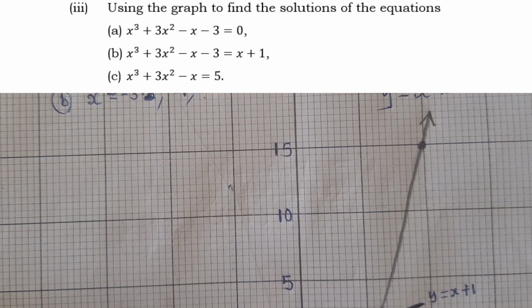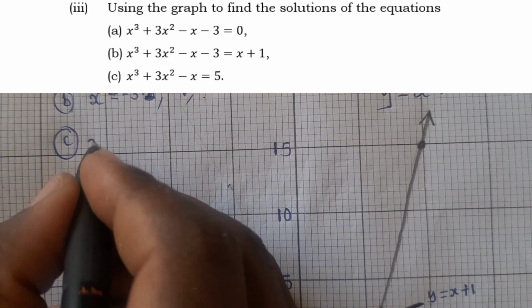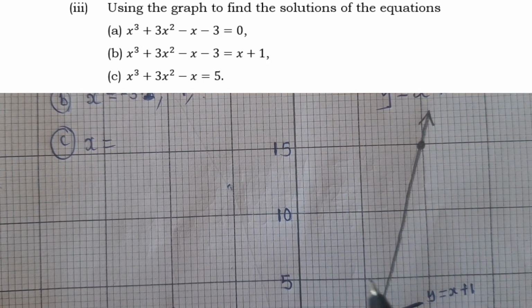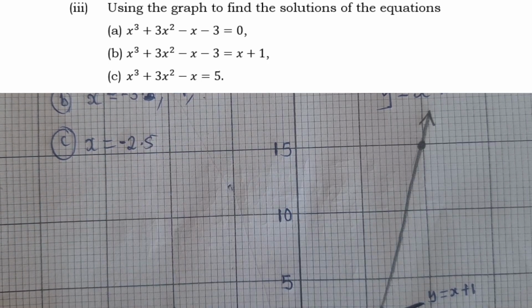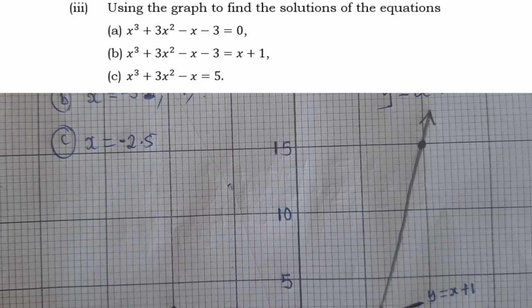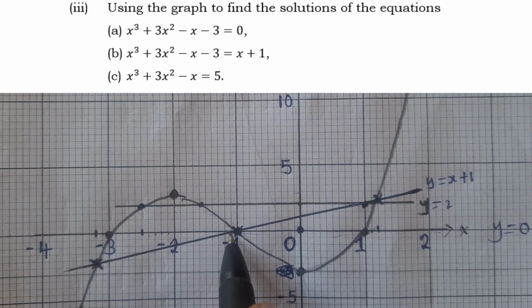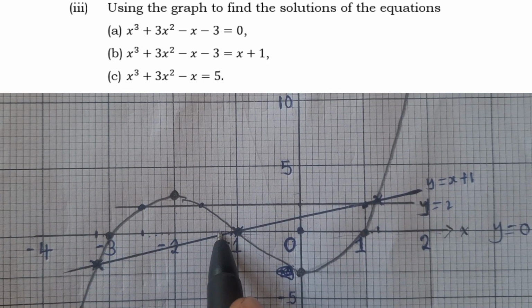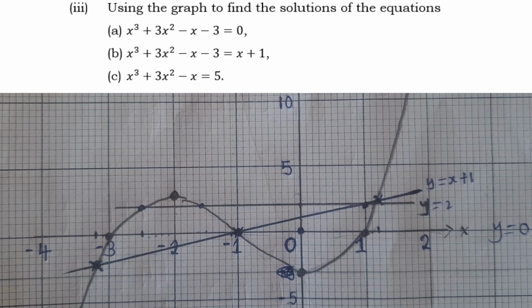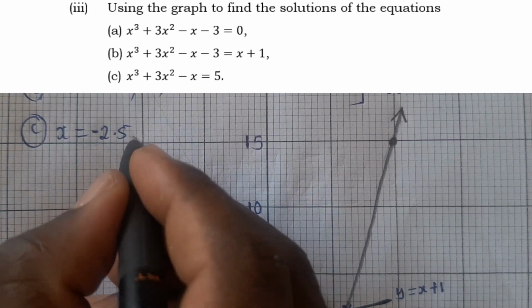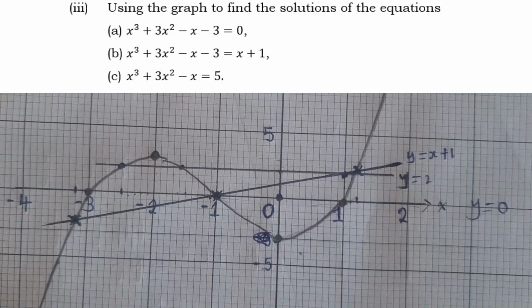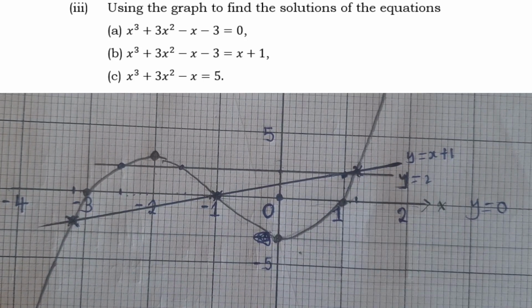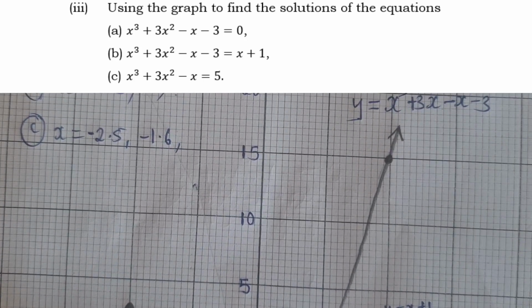So for question C, x is equal to what? Negative 2.5. What about this one? This is 0.1, 0.2, 0.3, 0.4, 0.5, 0.6. So that's negative 1.6. And the last one, I think it's just the same point. It's passing at the same point. Yes. So that's 1.2. Fine.